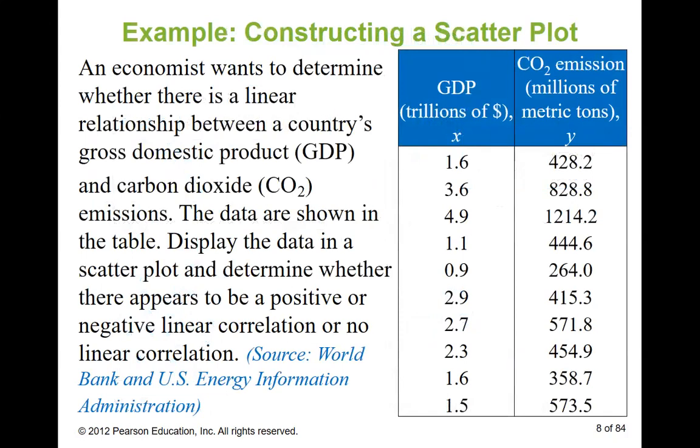So, first thing we're supposed to do is construct a scatter plot. Here's the data that they've given us. There's an economist who wants to determine whether there is a linear relationship between a country's GDP, gross domestic product, and their carbon dioxide emissions. Sounds kind of like a global warming thing, doesn't it? Data are shown in the table. Display the data in a scatter plot and determine whether there appears to be a positive or a negative or no linear correlation.